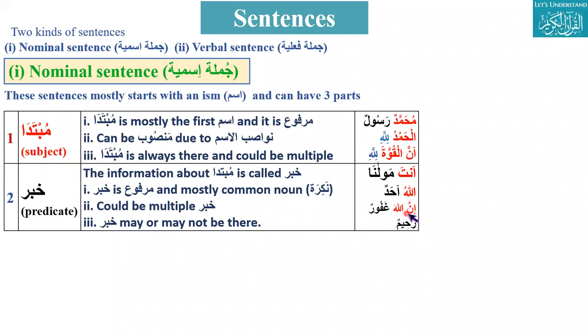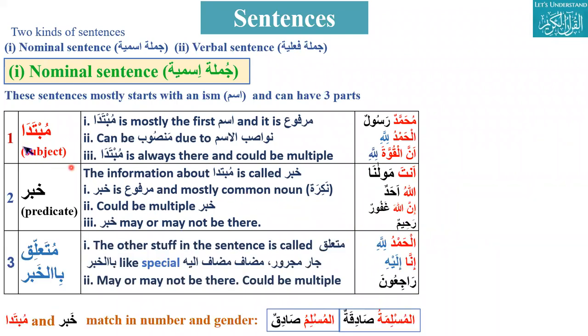this is khabar of Allah. The third part, the other stuff other than mubtada and khabar, will be called muta'alliq bil khabar. The other stuff in the sentence is called muta'alliq bil khabar. It can be mudaf alayhi, special mudaf alayhi, or jar majroor. And same like khabar, it may or may not be there, and it could be multiple. Most of the time it is a jar majroor, or mudaf.